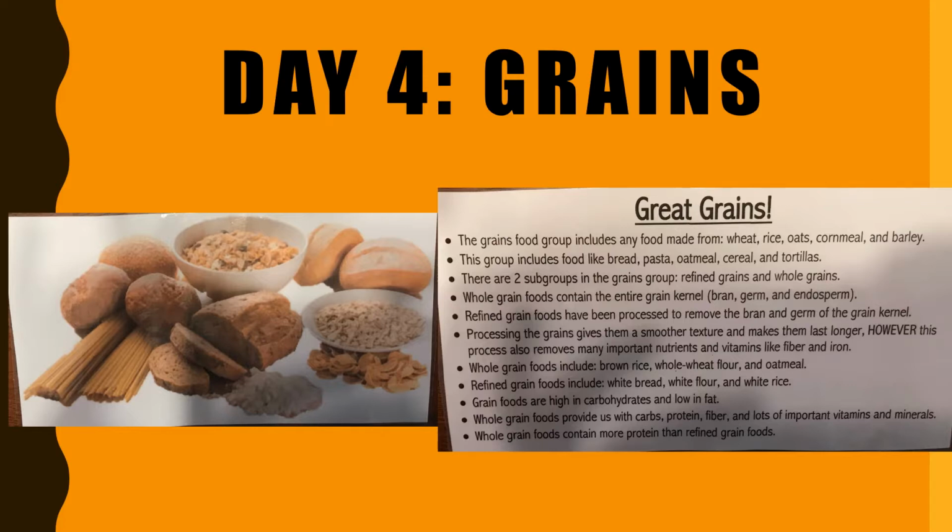And then also this card lists examples of grain foods and also goes over the type of macronutrients that are found in these foods, like grain foods are high in carbohydrates and low in fat, and then also gives the benefits of eating whole grain foods, like provides us with a lot more protein than refined grain foods, and also more fiber and a lot of important vitamins and minerals.